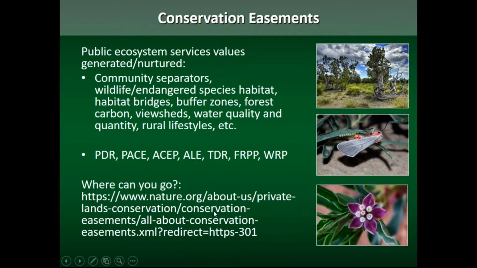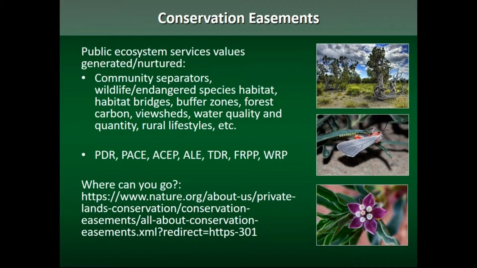So there's value. If you do a Google search later and try to figure out what these things are, you might see them under the following acronyms. PDR is Payment for Development Right. PACE is Payment for Agricultural Conservation Easement. ACEP is the federal program, Agricultural Conservation Easement Program, under the Farm Bill. ALE is related to that.